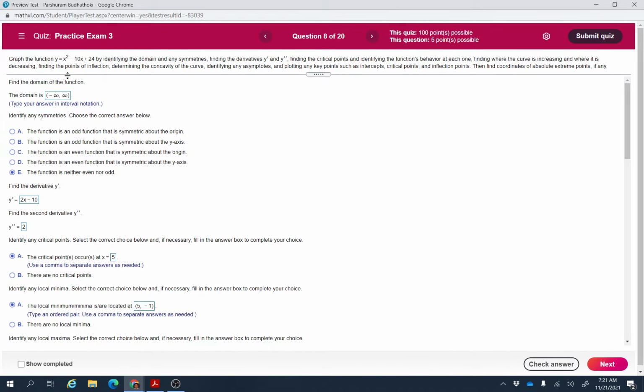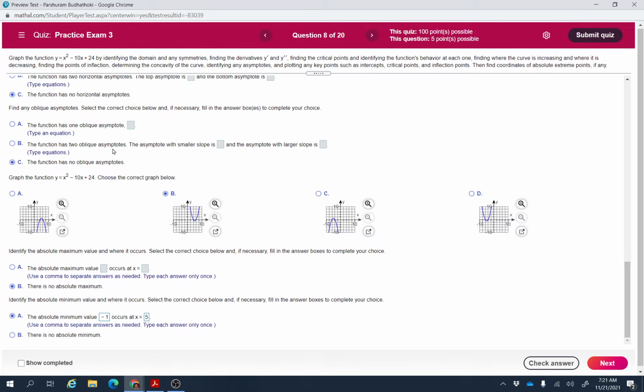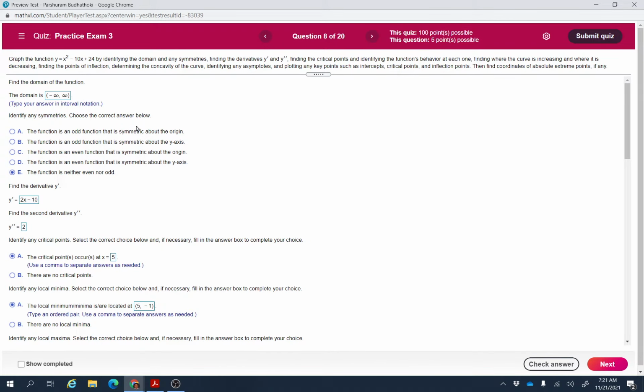Okay, again, problem question number 8. We have a given polynomial function. This is a quadratic function. We want to answer some of the questions. I already did this problem to save time for our recording here, so I will just go over the answer. As you know, for any polynomial function, the domain is all real numbers.